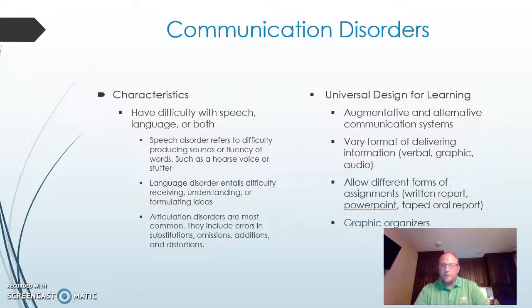Vary the format of delivering information. Again, that's kind of a form of differentiated instruction. Do students learn better verbally? Do they learn better visually? Allow different forms of assignments. If you have a student that has trouble talking, it wouldn't be right to have them do an oral report or a presentation in front of the class. Could they do a written report or a PowerPoint? And again, graphic organizers, important one here.